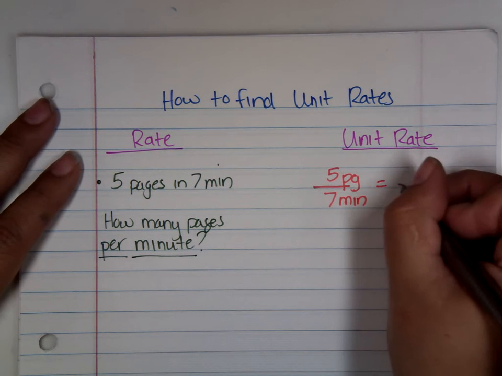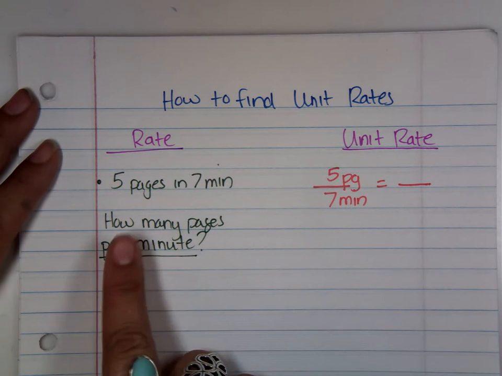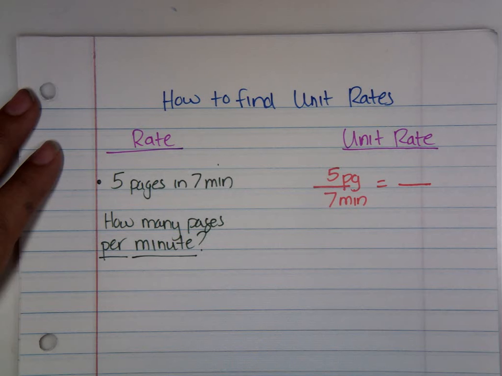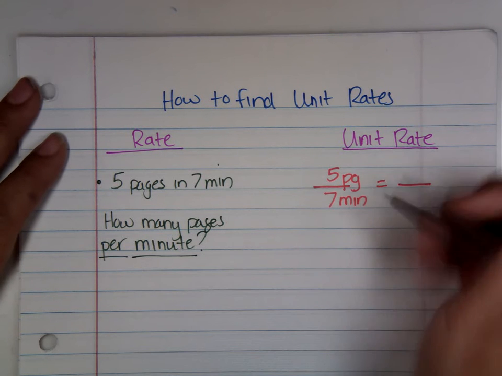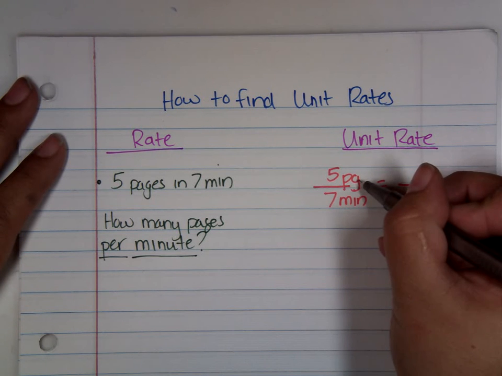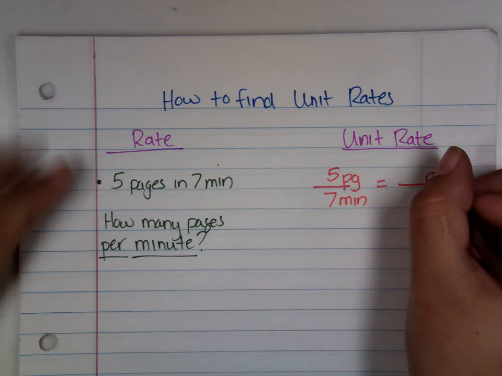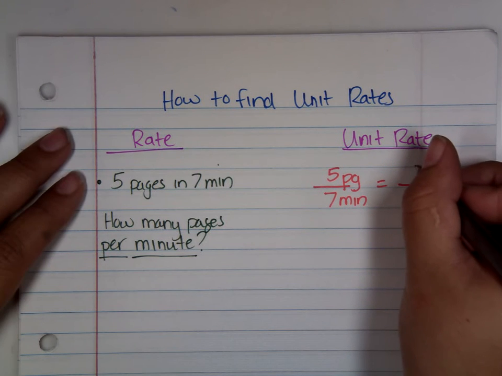So I have my other fraction bar on the other side. We're trying to figure out how many pages per minute. So, how many pages per minute? What are we trying to figure out? Well, how many pages? Since pages is on the top, pages has to be on the top on the other side. And that's what I'm trying to figure out. So I'm just going to go ahead and put a question mark for right now, or we could leave it blank.